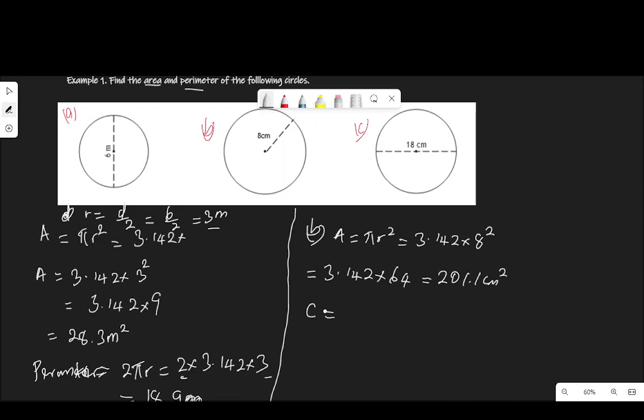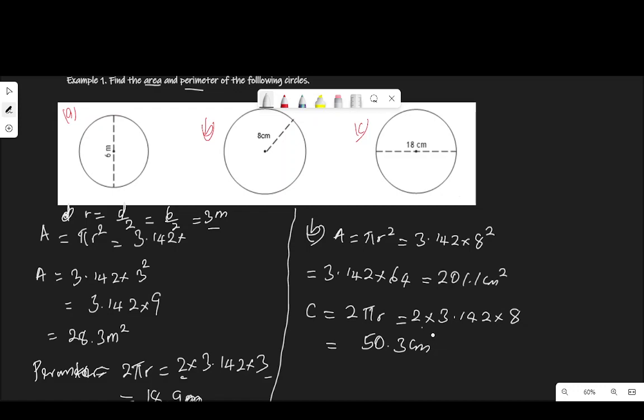Let me just use C to denote that. 2 pi r, that is 2 times pi, which is 3.142 approximately, times the radius, which is 8 centimeter right there. So 2 times 8 is 16. 16 times 3.142 gives us 50.3 approximately in centimeter. And that is that for B.